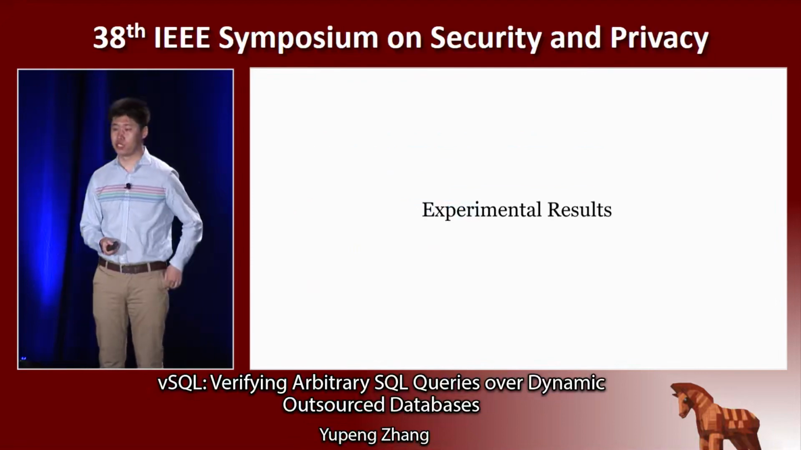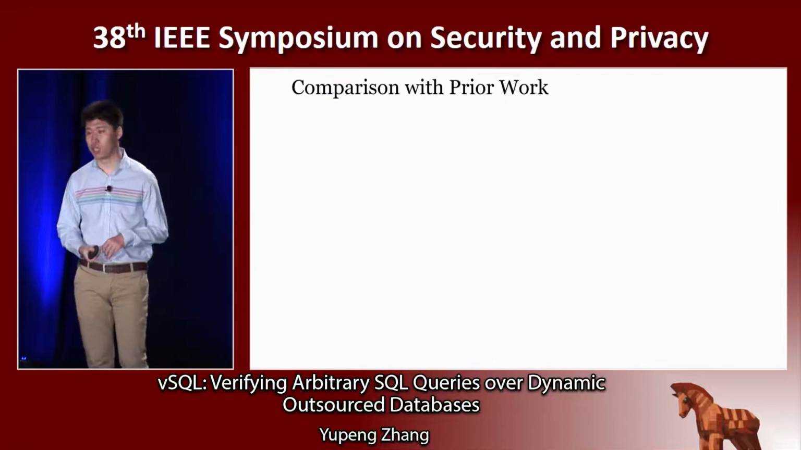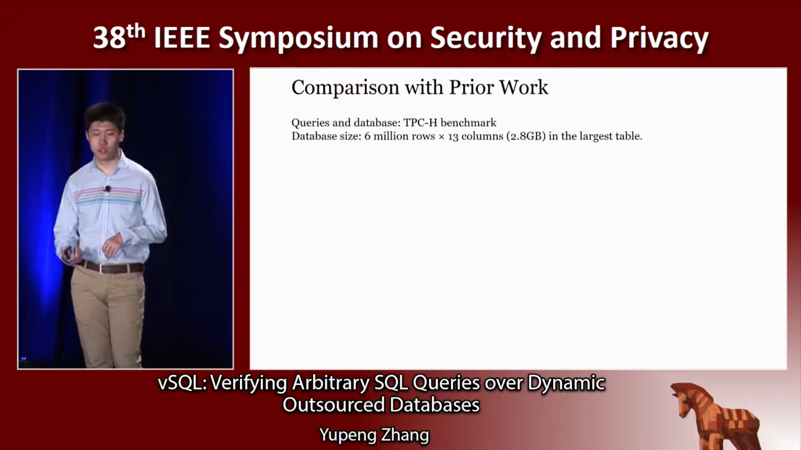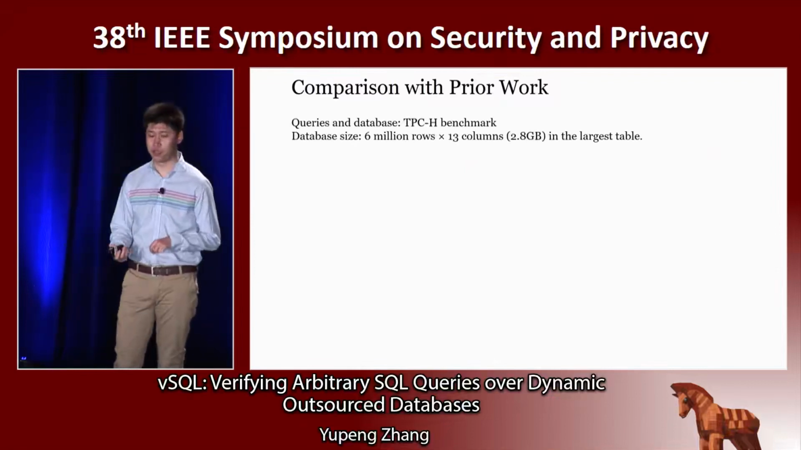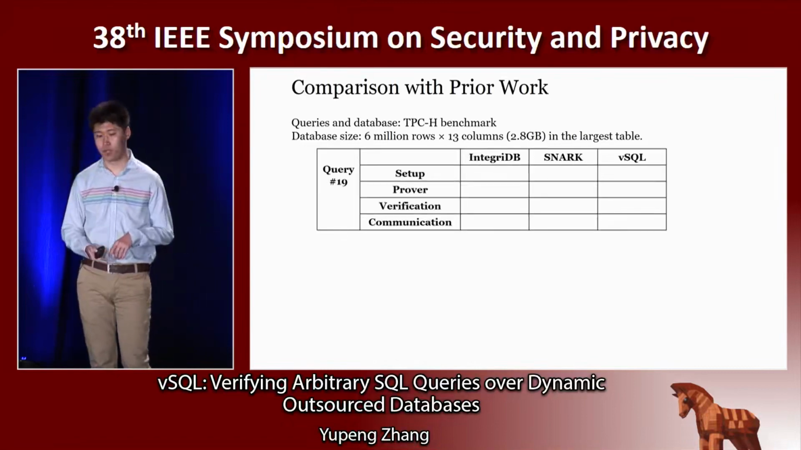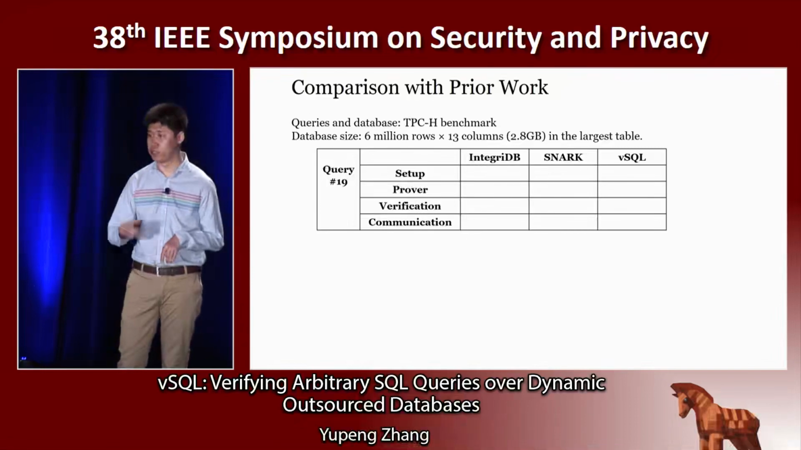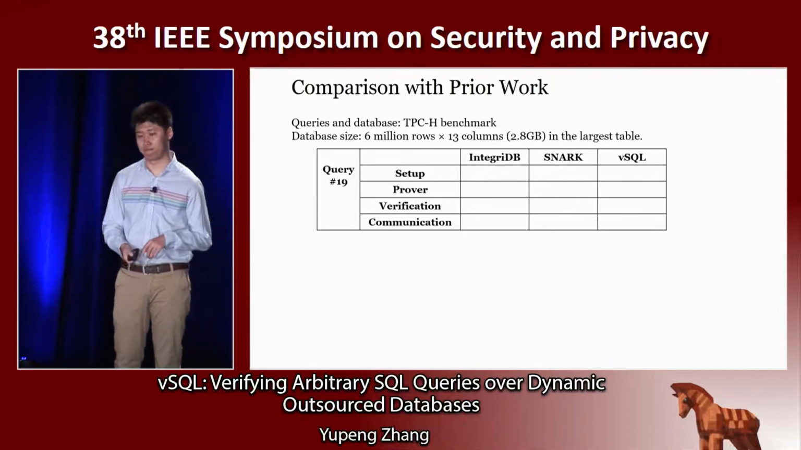Finally, I want to show you some experimental results. First, comparison with prior work. We run the systems on queries and databases from the TPCH benchmark. And in particular, the largest table in the database has 6 million rows and 13 columns in it. And here's the performance for query number 19, which is the one I showed you before on the slide.